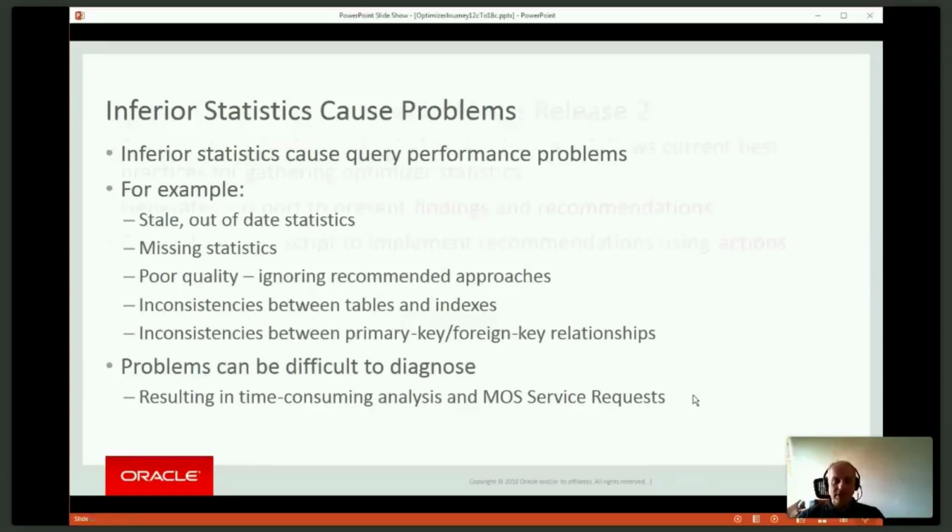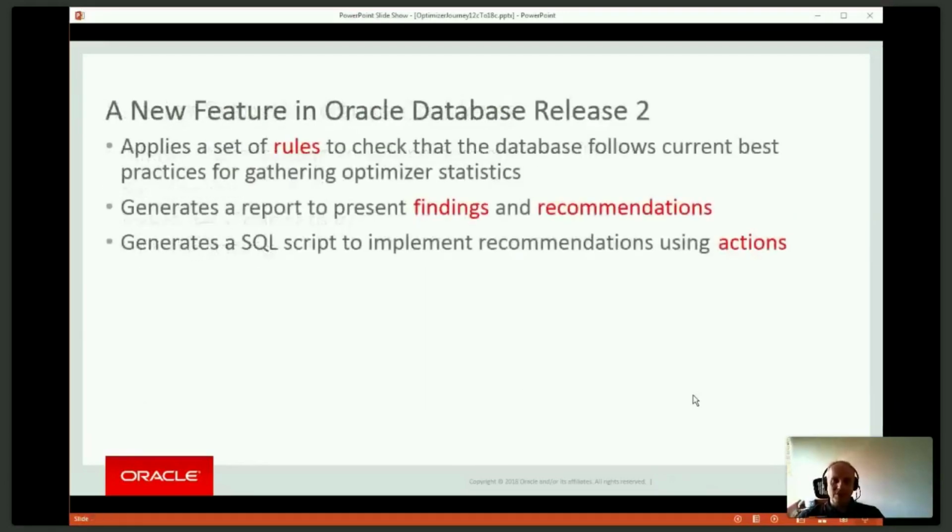So that's really the idea of the statistics advisor, is that it applies a set of rules that checks, for example, how you maintain statistics in the database, what the statistics are, and then from that it will generate findings and recommendations. And it will even generate a SQL script for you to implement those changes automatically using actions.